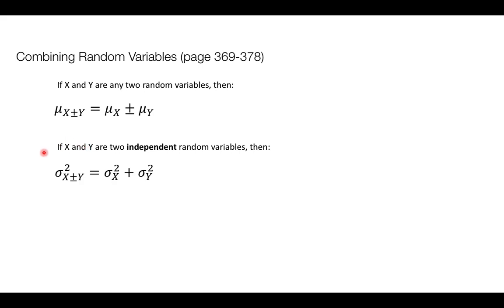If X and Y are two independent random variables, they have to be independent in order to do this, then we can find the variance, because it's standard deviation squared, of the sum or difference of the two variables X and Y by adding the two separate variances together. So the variance of X plus the variance of Y. And then we could just take the square root of that to get the standard deviation. We always add, even if you're finding the difference between the two random variables X and Y, to find the new variance, you always add the two separate variances.